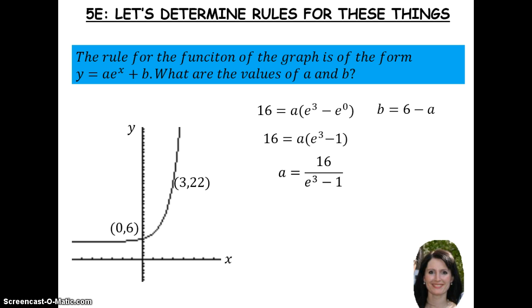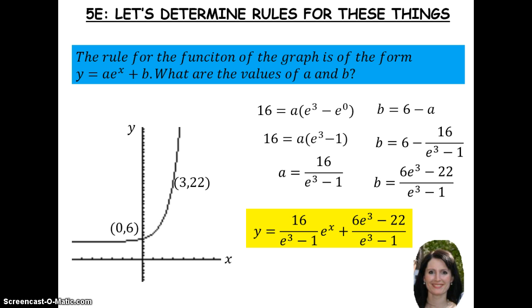b is 6 minus a. So that follows that it is 6 minus 16 over e to the 3 minus 1. By getting a common denominator for 6 and negative 16 over e to the 3 minus 1, we get 6e to the 3 minus 22 over e to the power of 3 minus 1.